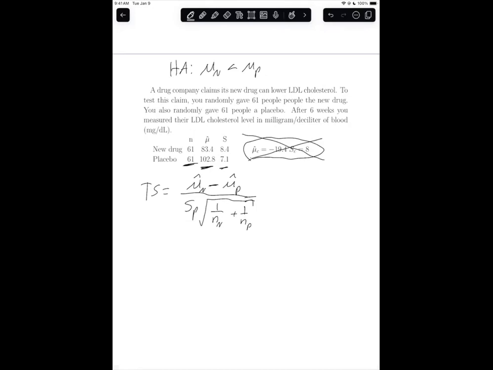And so I know what most of this equals. I have 83.4 minus, so that's the new drug, and then 102.8 is for the placebo group. And I have this big square root, and it's 1 over 61 plus 1 over 61. But I haven't figured out S_p. SP is the pooled standard deviation. That's what that stands for.